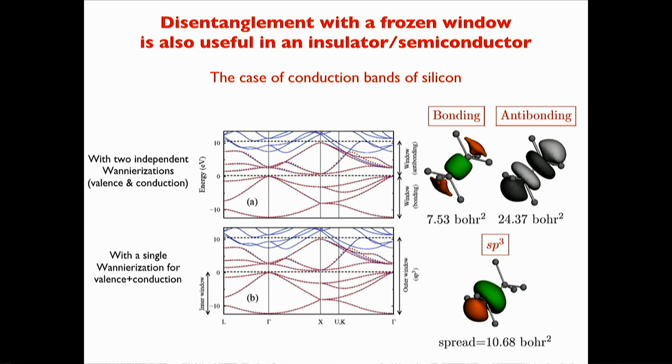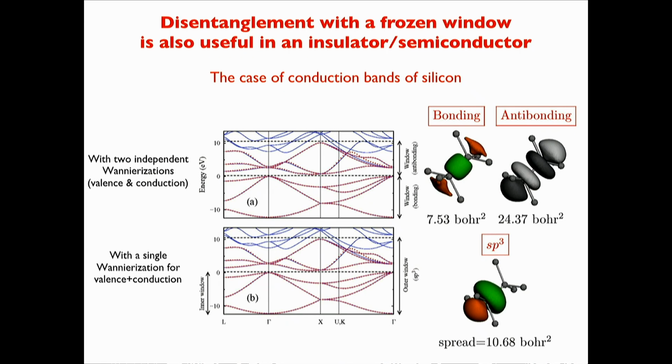Okay? And then I can just consider these bands with some disentanglement. And what I get is another 4 bands. I ask for the best 4 bands which are defined in this manifold. And I get the anti-bonding states, okay, which look like this. And the spreads are these.